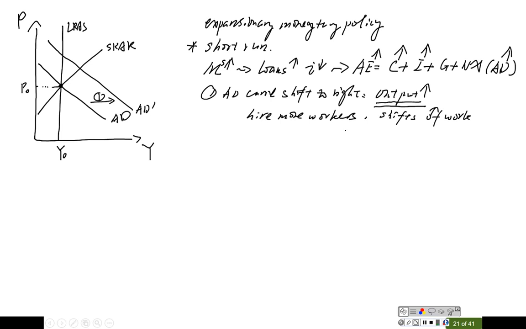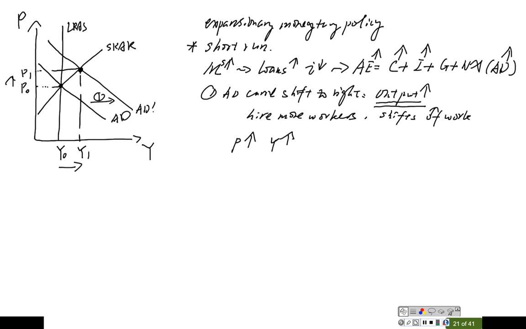As a result of the shift of the aggregate demand curve to the right, let's go back to our graph. You can see in the short run, the new equilibrium point is here. Short run output will go up and price will go up as well. That's the short run equilibrium point based on our model.